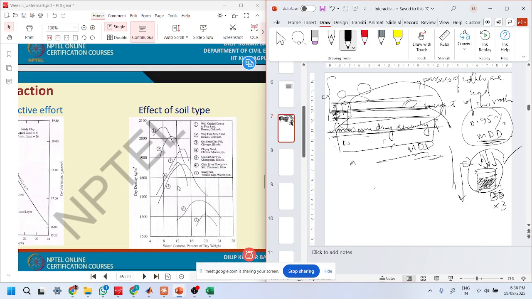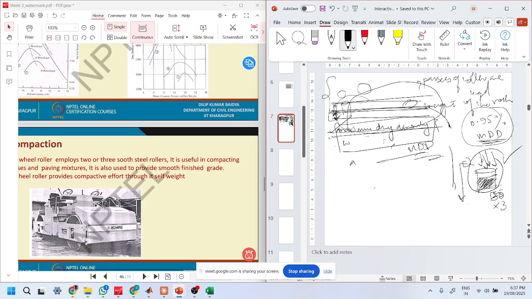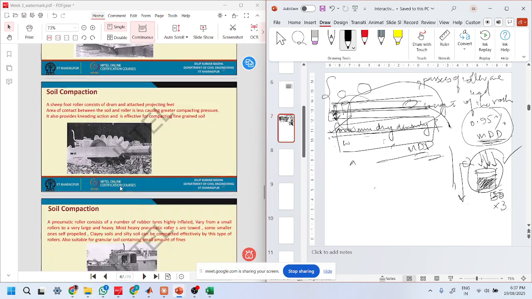As for the type of soil, a well-graded soil can be compacted to a higher density because it will have good packing. A poorly graded sandy silt will not have good packing efficiency because all the particles are of almost the same size. So it will have larger voids, and the dry density from compaction will not be that high. This is the roller.